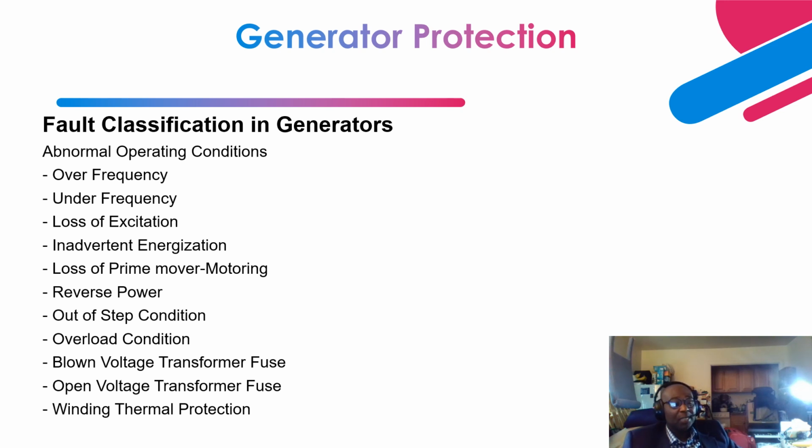Let's say that is based on 51, and blown fuse for the VT, or open fuse for the VT. And winding thermal protection is, let's say, if you have excessive heating in the winding, be it in the stator winding or the rotor winding.